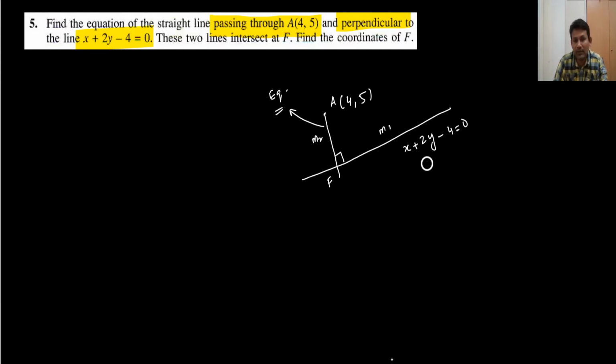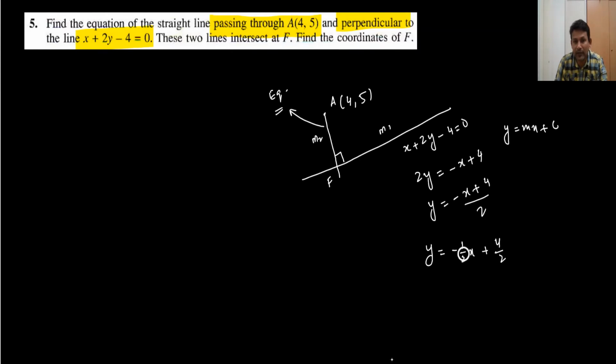And m1, from this equation we can find by making y the subject, like y is equal to mx plus c. So 2y on the left, and the right hand side is equal to minus x plus 4. And y is minus x plus 4 upon 2. So y is equal to minus 1 upon 2 x plus 4 upon 2. So the gradient is minus 1 upon 2. If the gradient is minus 1 upon 2, the gradient m2 will be, when we take the reciprocal and change the sign, only 2. So the gradient is 2.